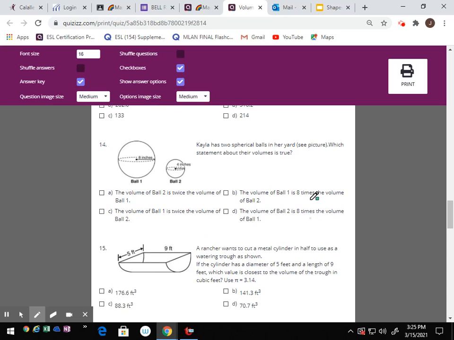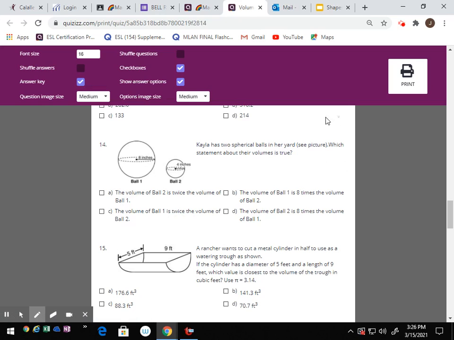Okay, number 14 was a confusing question. Let's look at it real quick. Kayla has 2 spherical balls in her yard. Which statement about the volumes is true? All right. So when we have a question like this, the best thing is not to just think about what we think the correct answer is. We have to work it out. If we work it out, we're going to get the correct answer, okay?